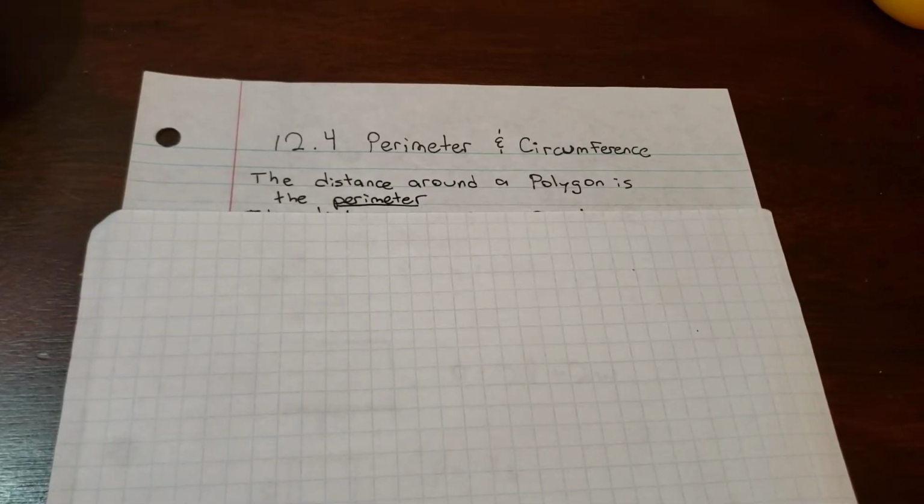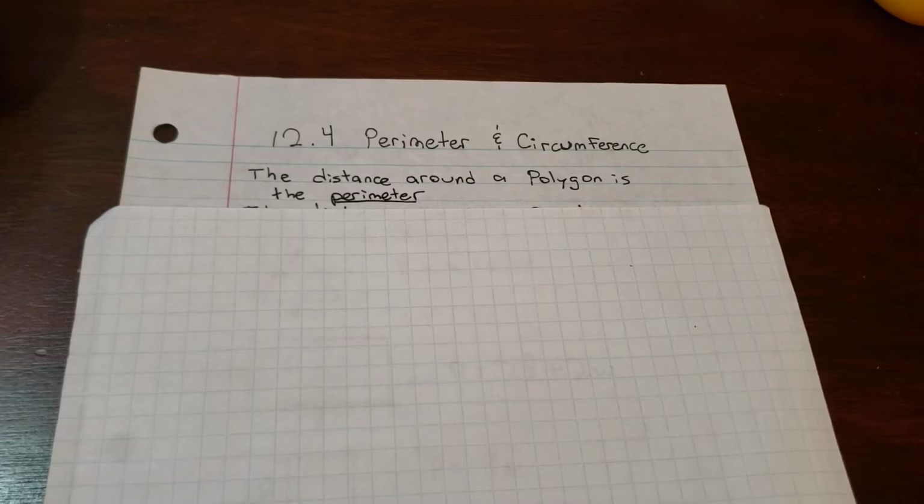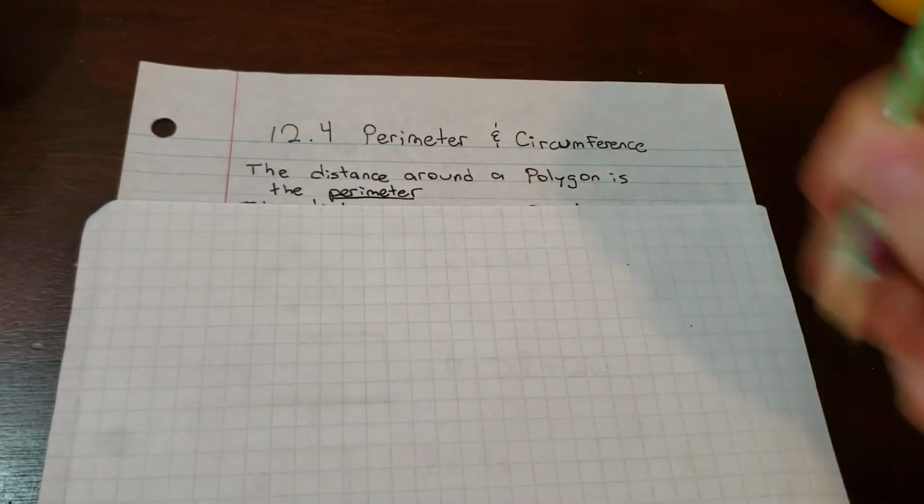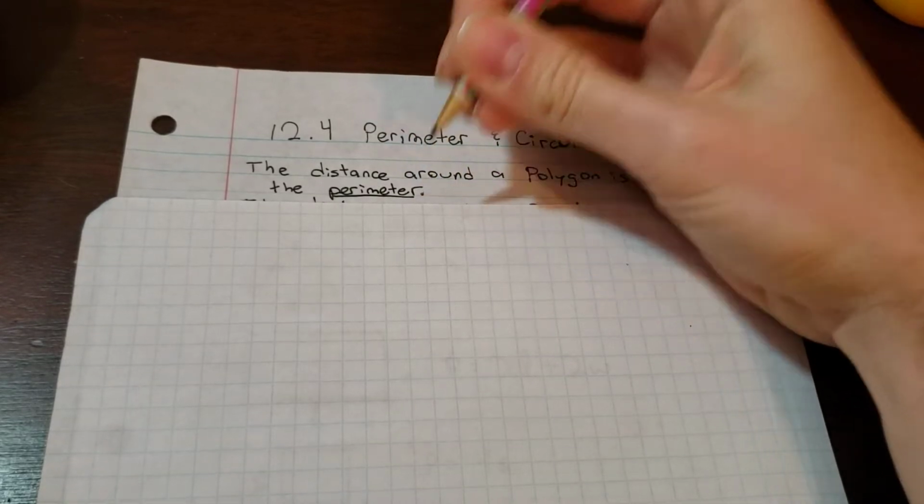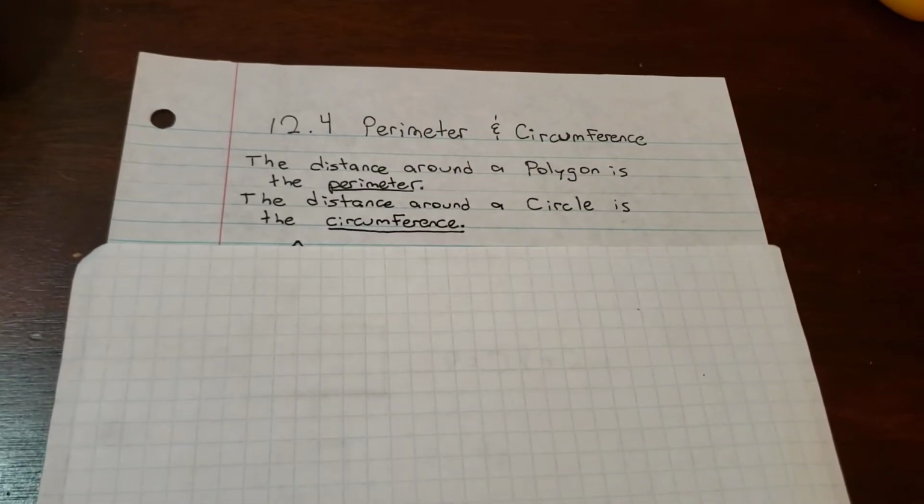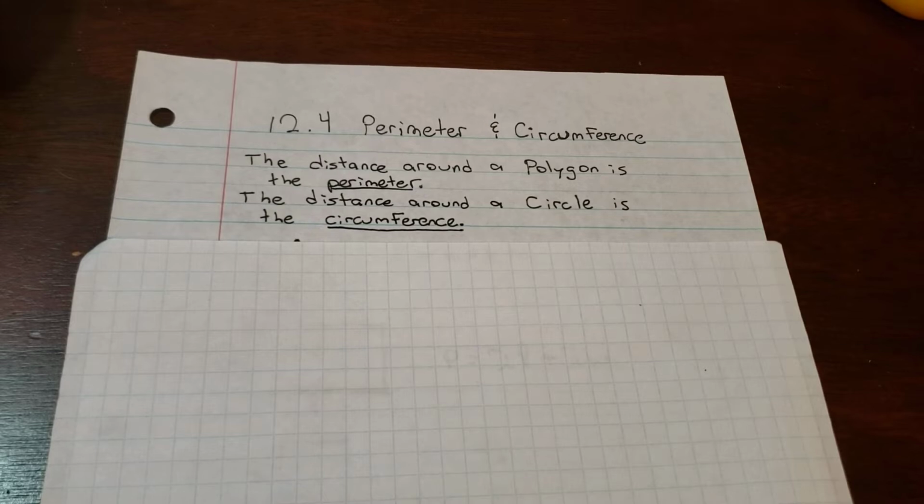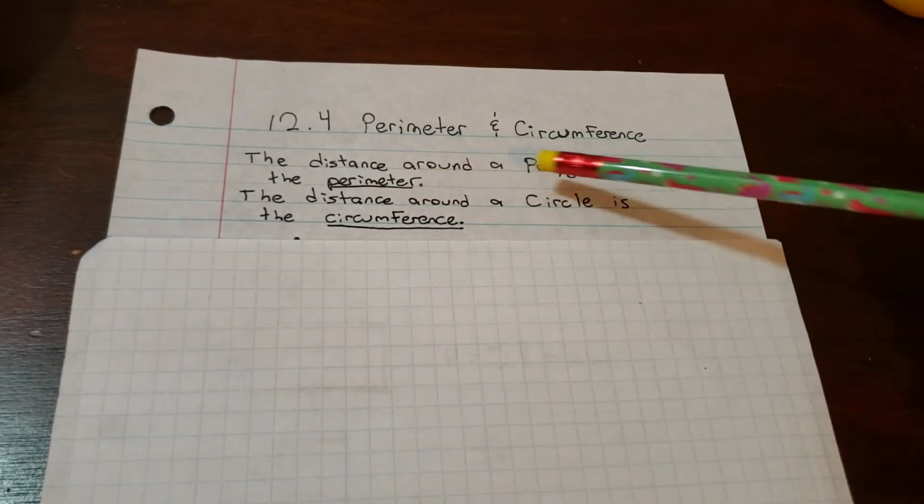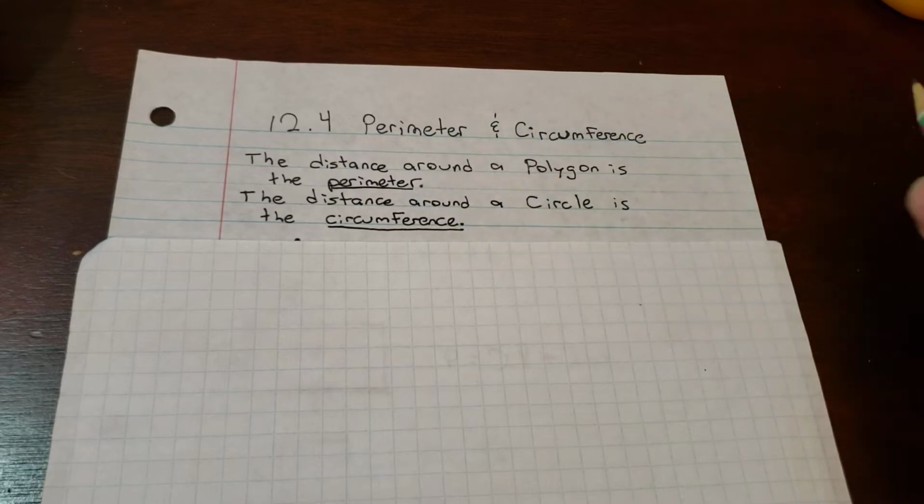So the distance around a polygon, any polygon, which has many sides, we call that the perimeter. The distance around a circle is the circumference, or the perimeter of a circle, we call it the circumference.